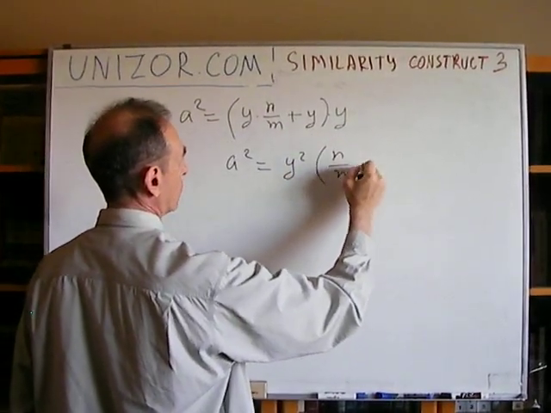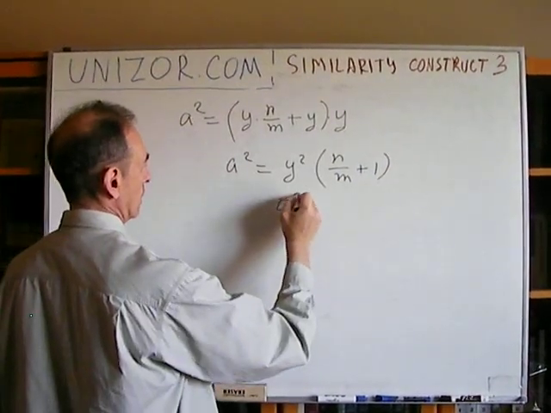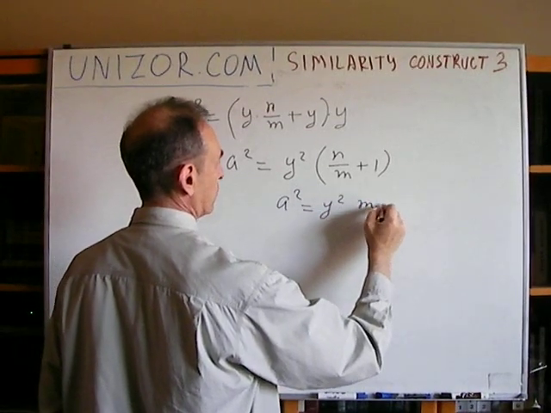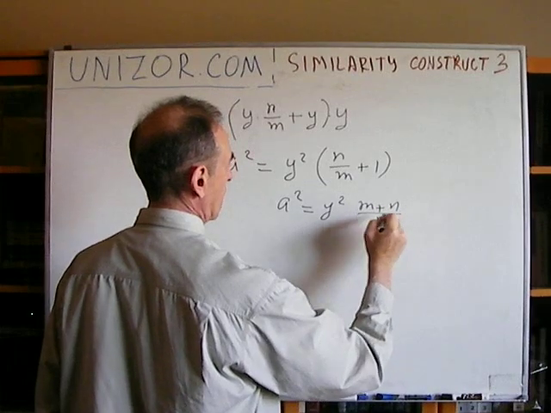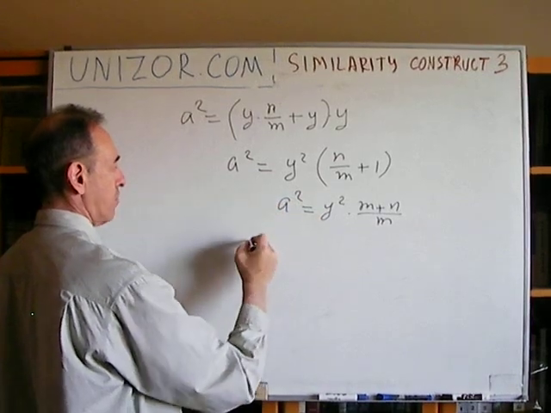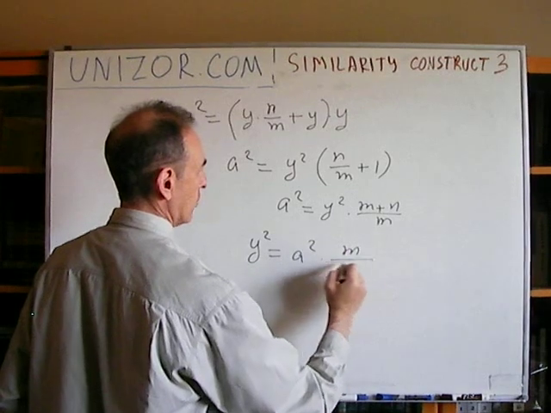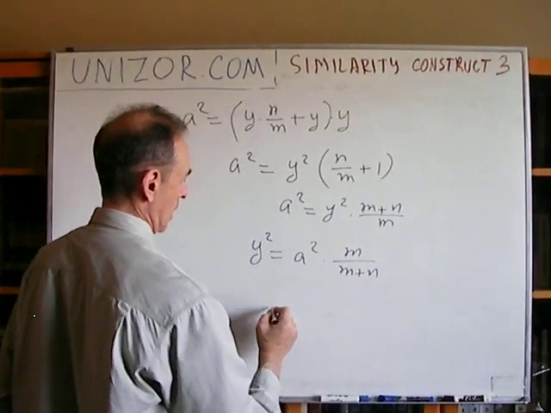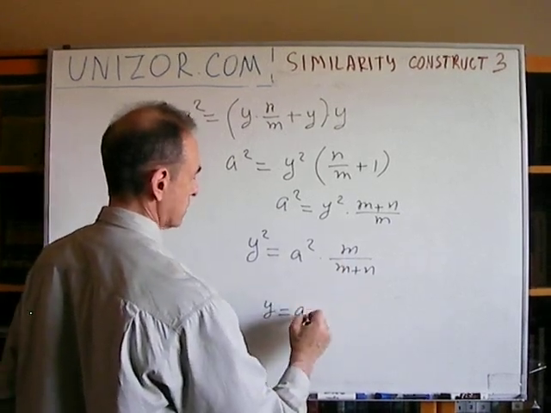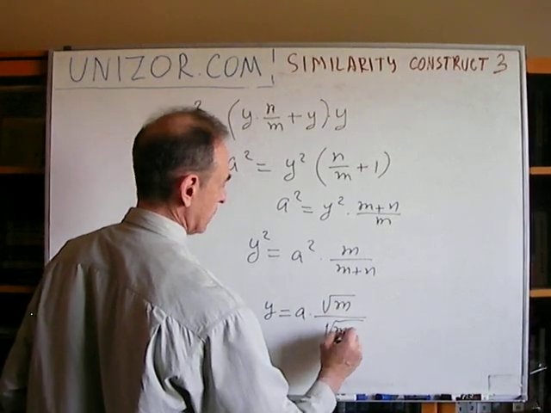N over m plus 1. Or a square is equal to y square times m plus n over m. You transfer this into this part, y square is equal to a square times m over m plus n, and finally y is equal to, let's take the square root of both, a times square root of m over square root of m plus n.